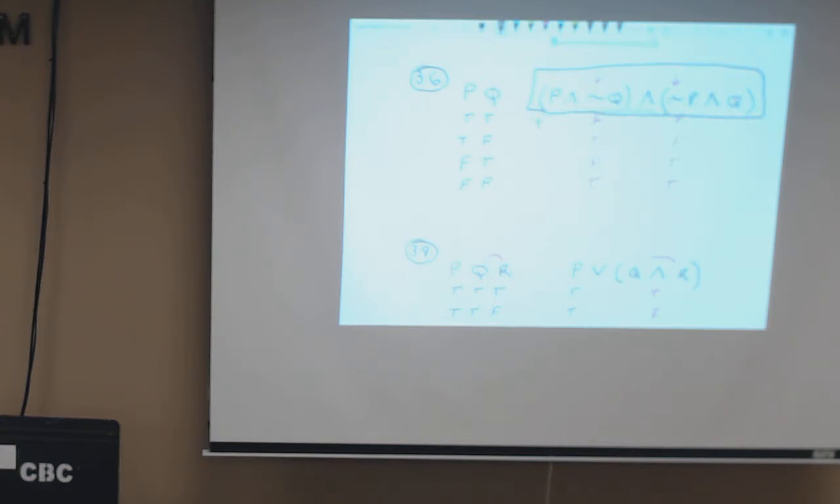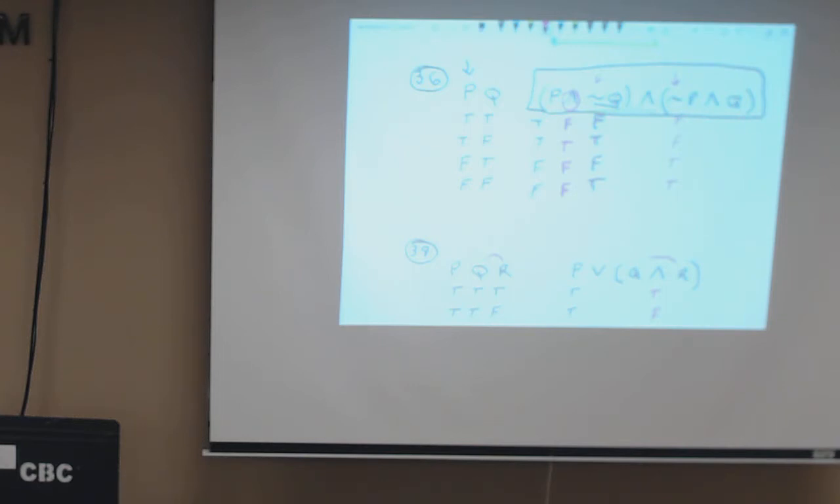P is true, true, false, false. See where I'm getting that? From this column right here. Not Q is, if Q is true, false, not Q is false, true, false, true. Then and, now I'll change to red. And would be what? True and false would be false. Agreed? For and, true and true would be true. False and false would be false. And false and true would be false. Everybody got it?